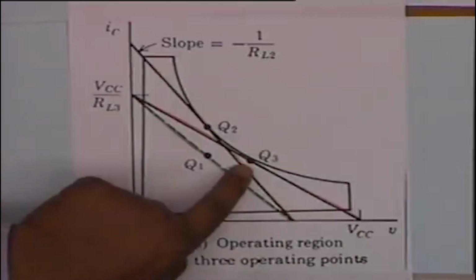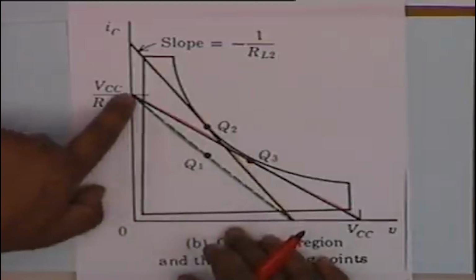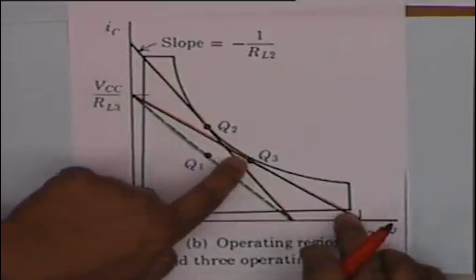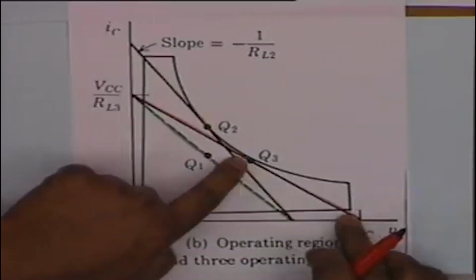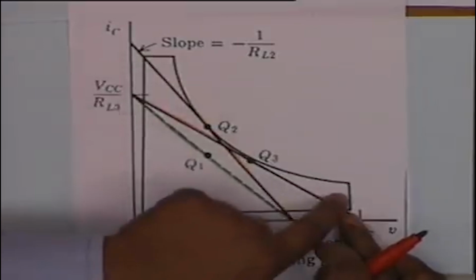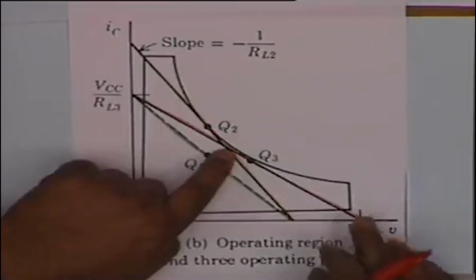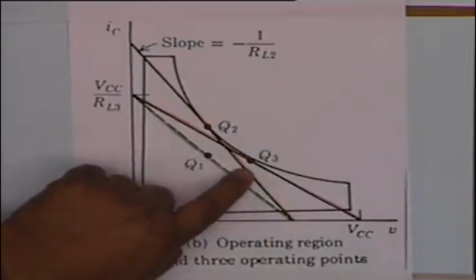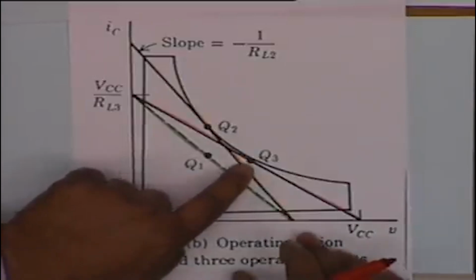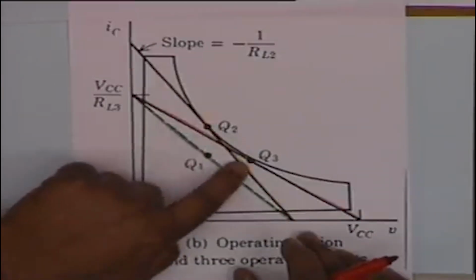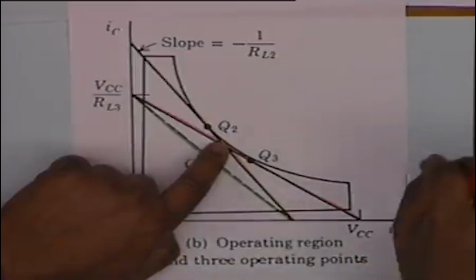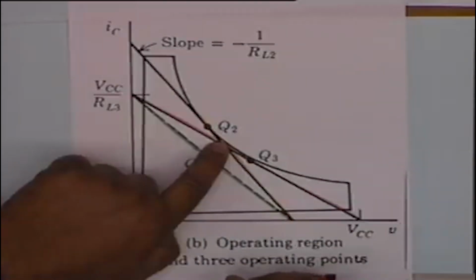On the other hand, if you look at Q3, you see Q3 does not make use of the maximum possible current swing, but it makes use of the maximum possible voltage swing. Alright? And therefore one has to make a compromise. Obviously it is not possible to choose a point which makes use of the largest current swing as well as voltage swing. But it can be shown analytically that any Q point between Q2 and Q3 approximately makes PD a constant.